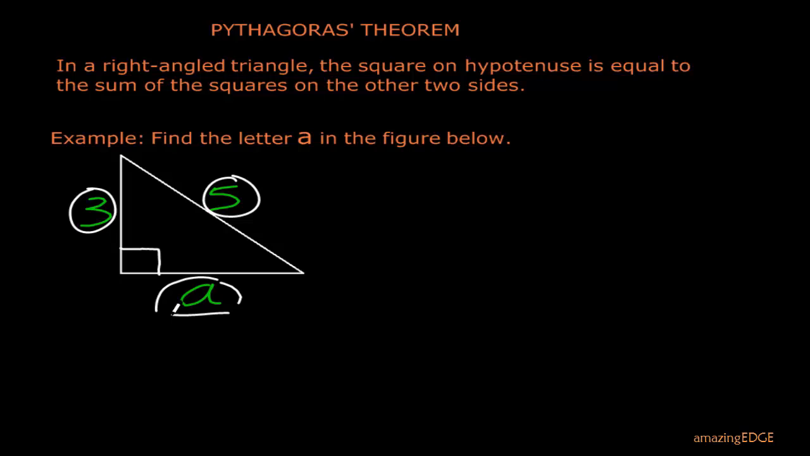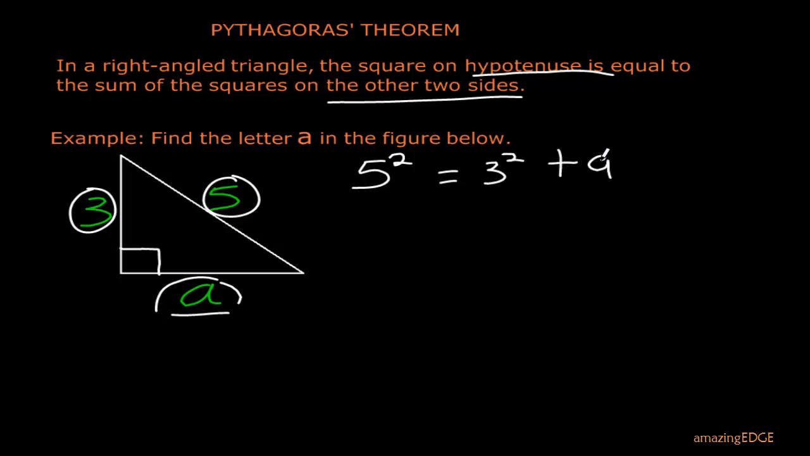The Pythagoras theorem says that the square on the hypotenuse is equal to the sum of the squares on the other two sides. The hypotenuse here is 5, so 5 is the longest. When you square 5, 5 squared will be equal to the sum of the squares of the remaining two sides. So this will be equal to 3 squared plus A squared.